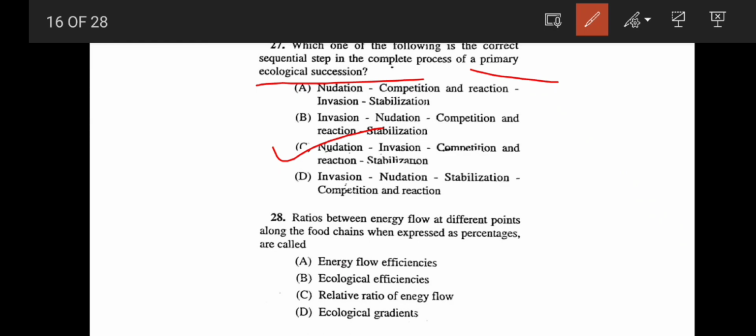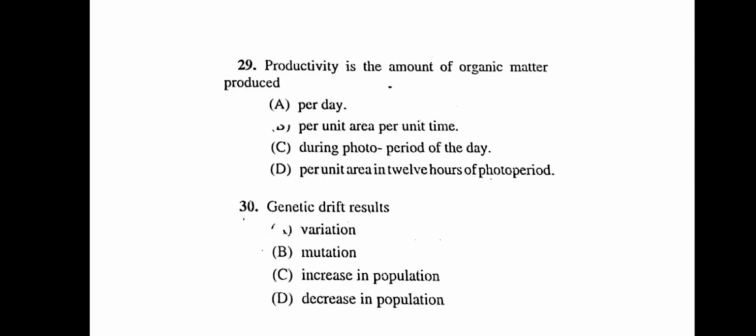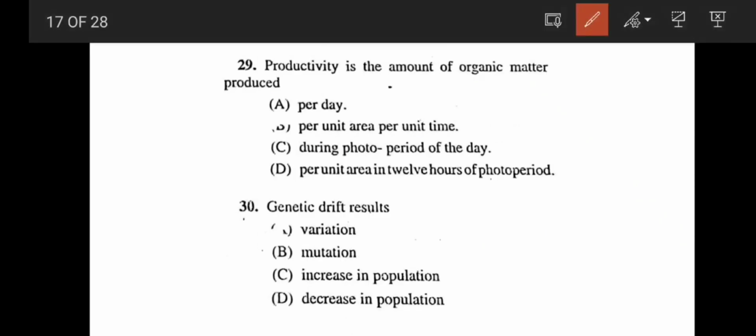Next, ratios between energy flow at different points along the food chain when expressed as percentage are called ecological efficiencies. Option B. Okay. Now, coming to question number 29. Productivity is the amount of organic matter produced per unit area per unit time. So the correct answer is option B.